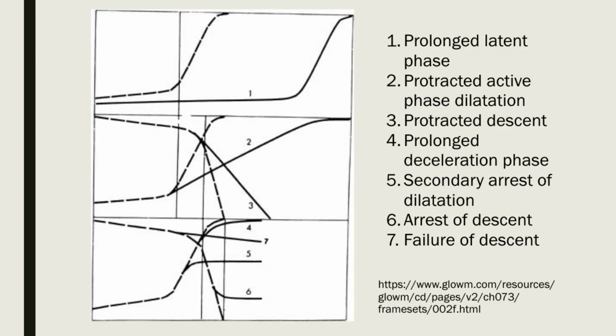All right, so here are more illustrations to help us practice with our dystocia curves. So here is number 1. This is a prolonged latent phase. Number 2 is a protracted active phase of dilatation. Number 3 is a protracted descent. Number 4 is a prolonged deceleration phase. Number 5 is a secondary arrest of dilatation. Number 6 is arrest of descent. And number 7 is a failure of descent.